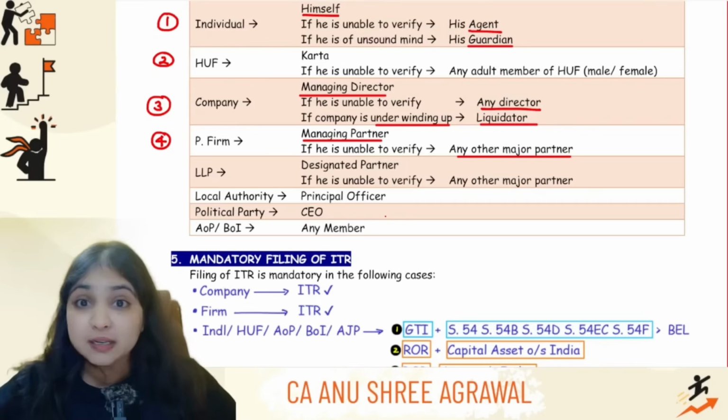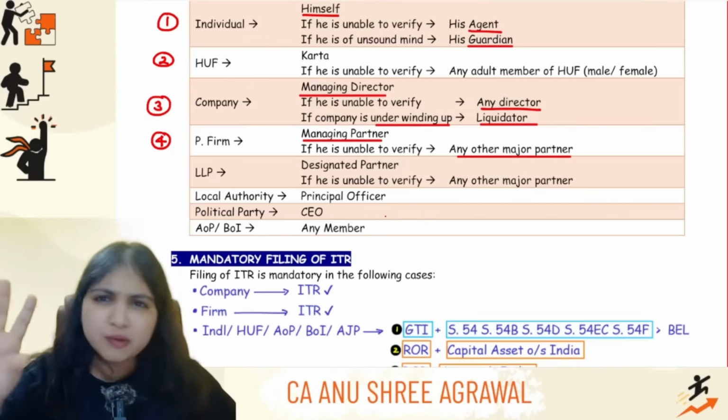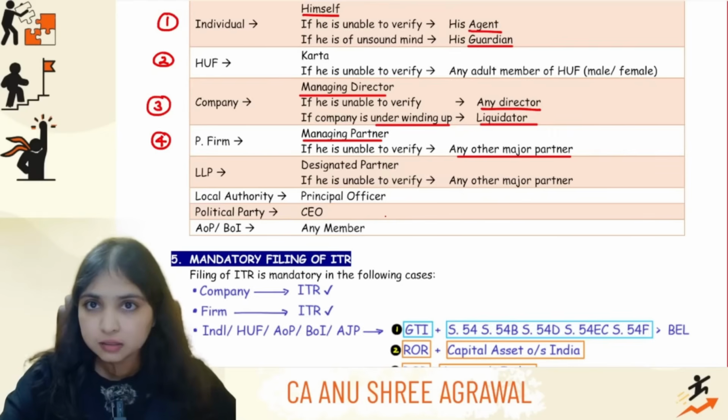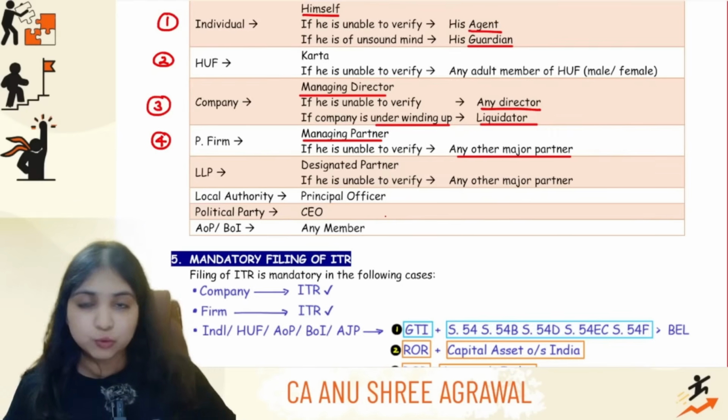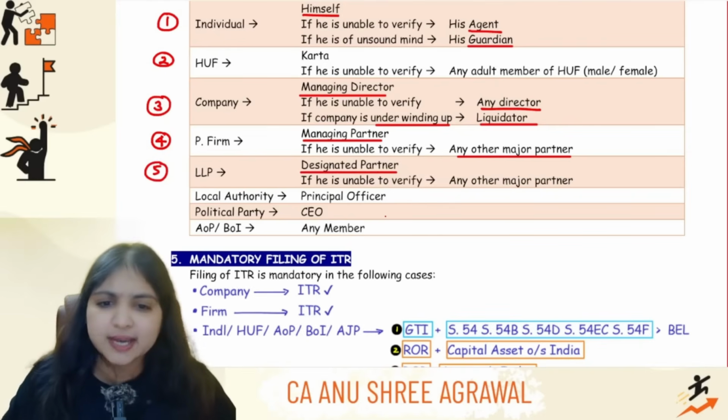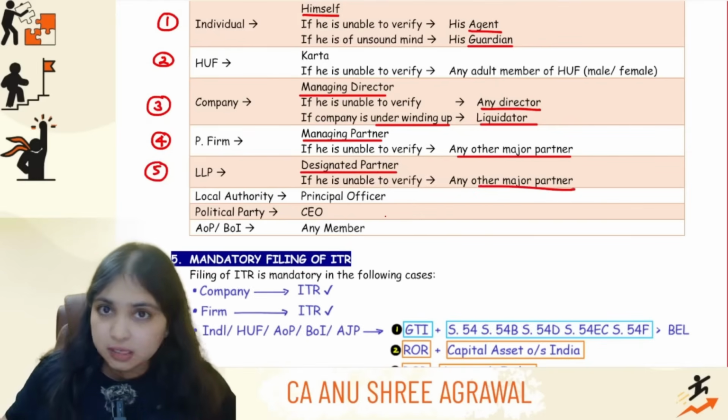Sometimes we admit minors to enjoy the benefits of a partnership firm, right? Those minor partners can't do the verification. Any major partner can do the verification. Alright. Then if it's an LLP, of course, the designated partner will verify the ITR. If he is unable to verify, any other major partner.